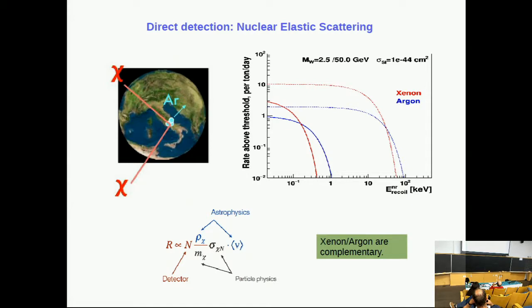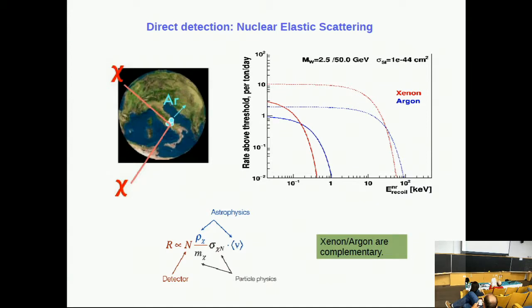Here I just show the rate above threshold per ton-day as a function of the recoil energy for xenon and argon, and two masses, 2.5 GeV and 50 GeV. So you can see that the shape is different.